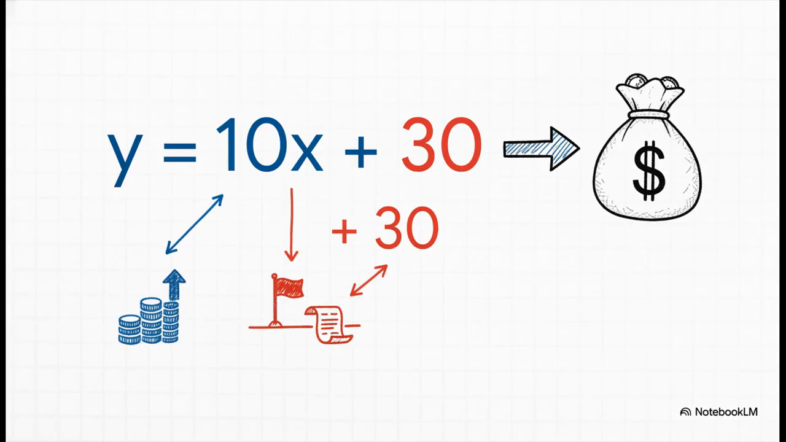And bam! This is how we translate that real-world pattern into our math blueprint. The total cost, y, is equal to our blue rate of change, 10, times the number of gigabytes we use, x, plus our red starting value of 30. We just took a real-world thing and described it perfectly with math. That is a really big deal.